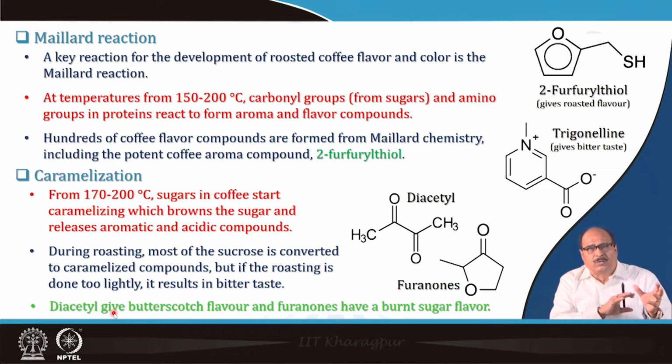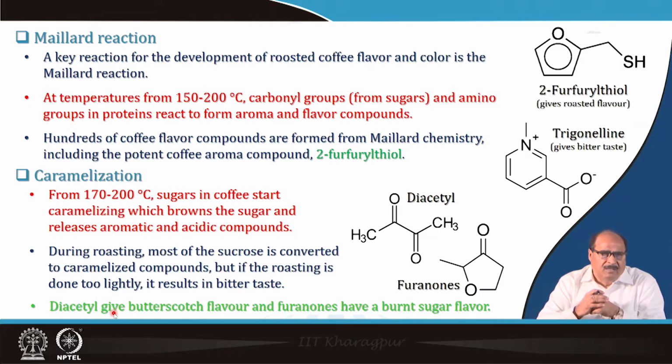When the coffee is roasted at temperatures from 150 to 200 degrees Celsius, carbonyl compounds, that is the different types of sugars etc. which are present, and amino groups in the protein react to form aroma and flavor compounds, and hundreds of coffee flavor compounds are developed there by Maillard chemistry, including the potent coffee aroma compound 2-furfuryl.